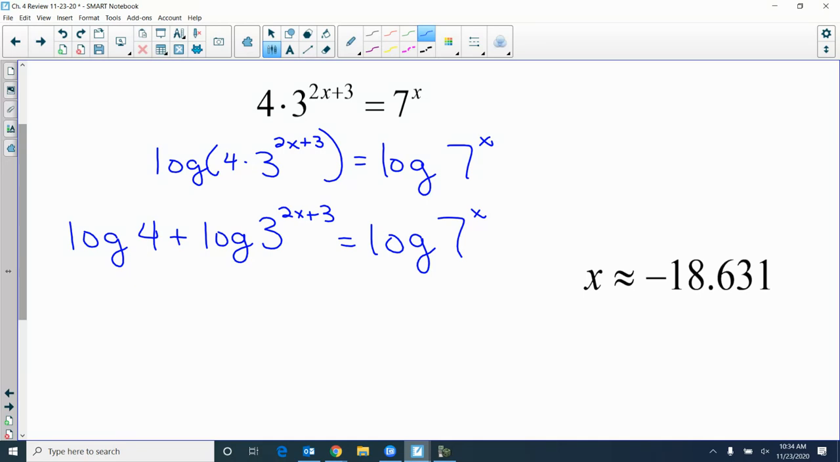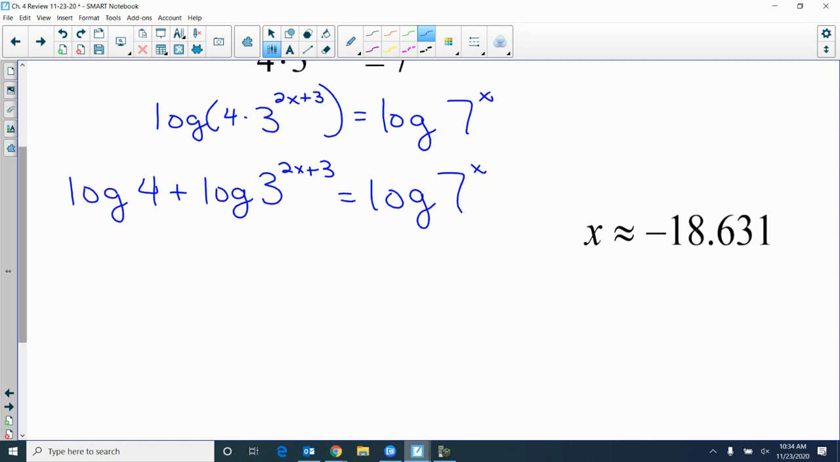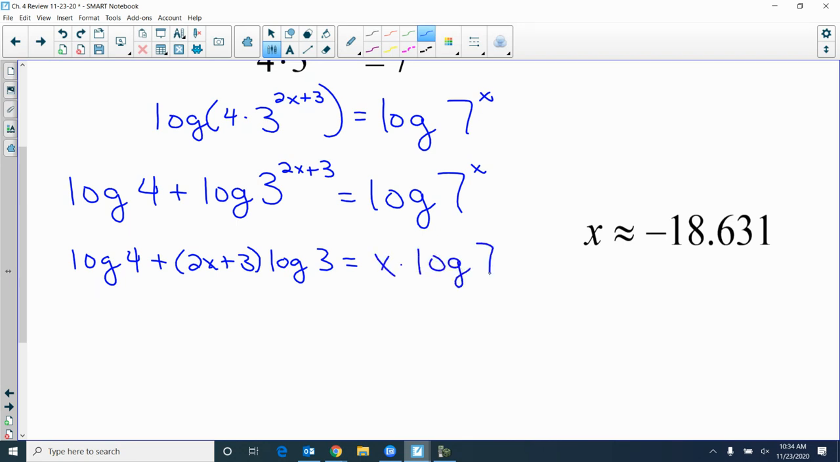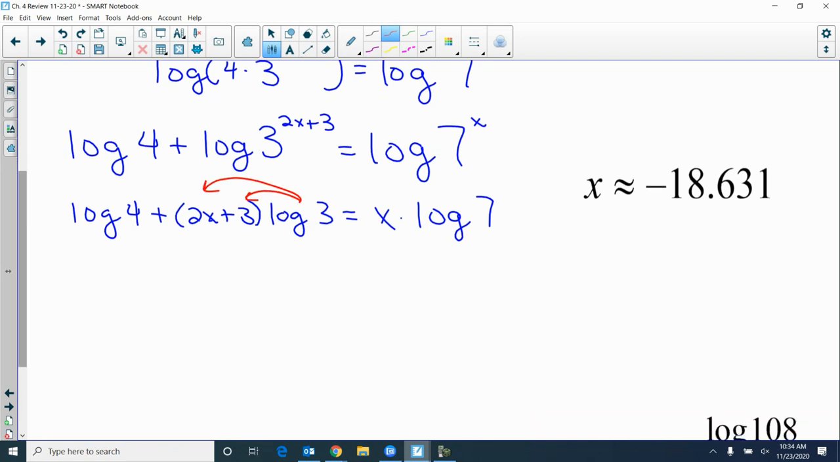And this is where, when I was looking at some of the homeworks, when it was more than just an x in the exponents, people made some mistakes. That 2x plus 3 goes out in front of the log of 3 as a constant, or a coefficient. So it's 2x plus 3 times log of 3 equals x times log of 7. Distribute this log of 3. And this is where I think I saw some mistakes.